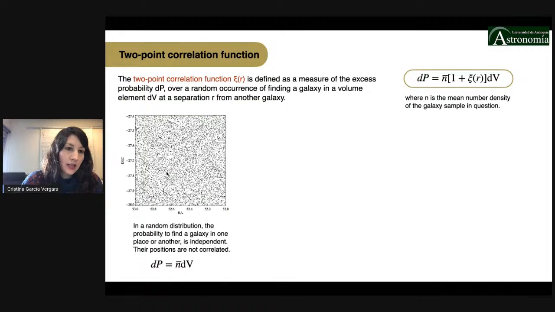It means that if you find a galaxy in the sky, you don't know about the probability of finding another galaxy close to that one. Those probabilities are completely independent, and the positions of the galaxies are not correlated at all.